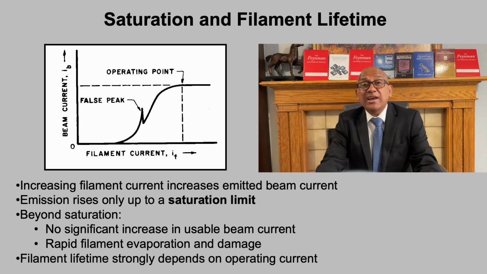Operating in this region dramatically shortens filament lifetime without providing meaningful benefits. From a practical SEM standpoint, this means the electron gun should be operated just at or slightly below saturation. This ensures a stable beam current while maximizing filament lifetime and minimizing downtime and replacement costs. In routine SEM operation, this balance between signal strength and emitter longevity is a key consideration, especially for tungsten and LaB6 sources.